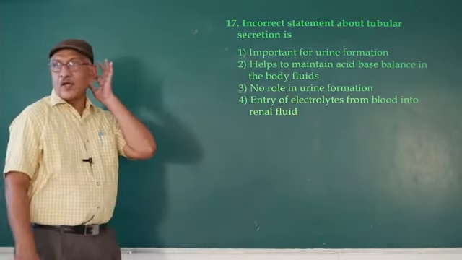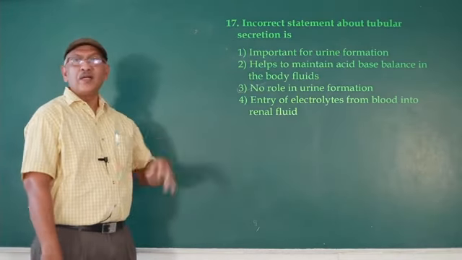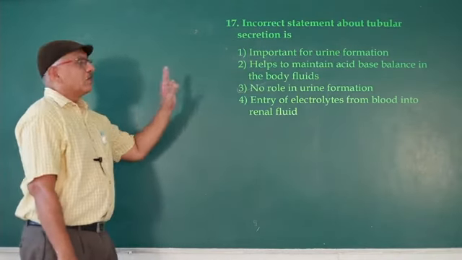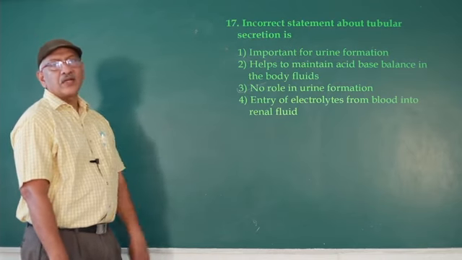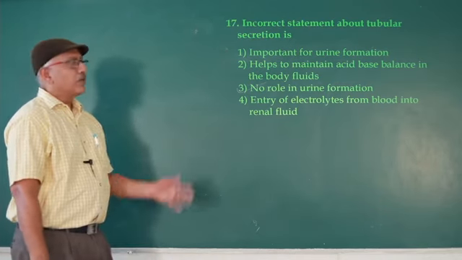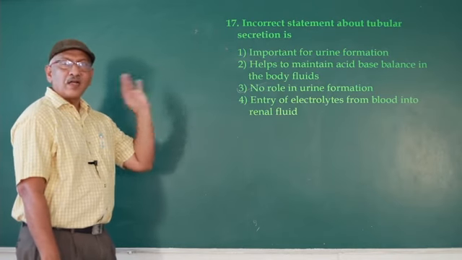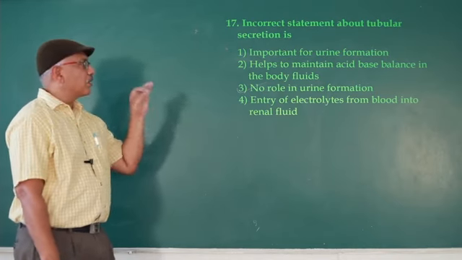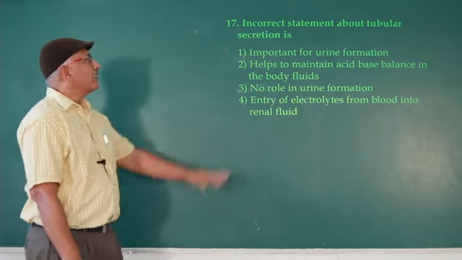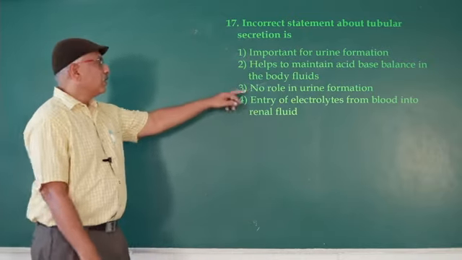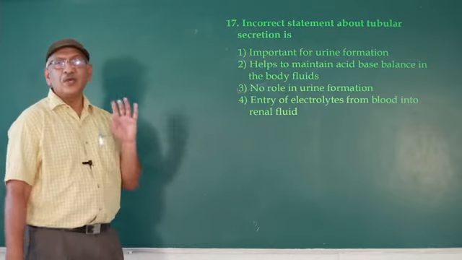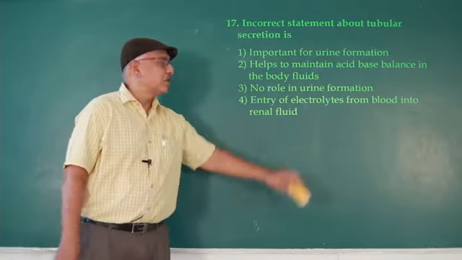Urine formation is completed in 3 steps: glomerular filtration or ultrafiltration, selective reabsorption, and third, tubular secretion. So tubular secretion is a part of the formation of urine. Here it is mentioned that it has no role in urine formation. Wrong.